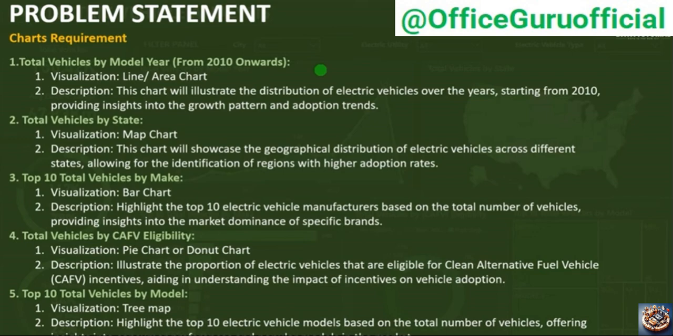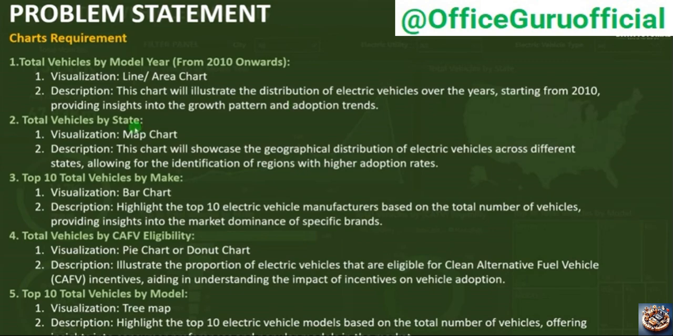That is the reason we analyze different charts. First we have to analyze total vehicles by model year, and we want to analyze it from 2010 onwards. All the data we are going to analyze is from 2010 and above. It should be visualized in a line chart or area chart. And what is the use of this visualization? It is to see the growth pattern and the adoption trends. How many people are adopting the electric vehicle? How is the growth of electric vehicles from year to year? That we have to see here.